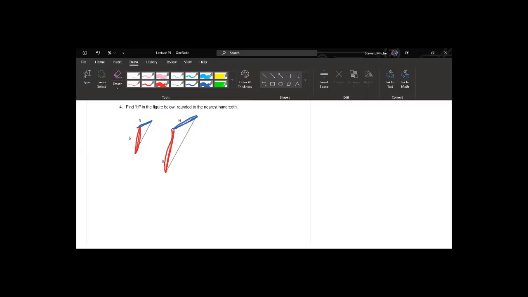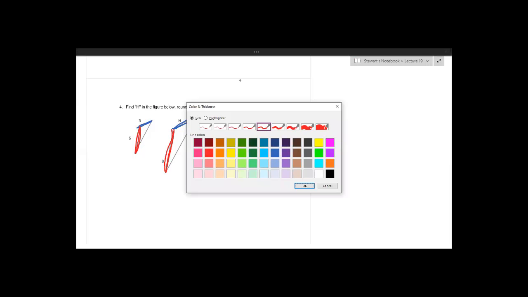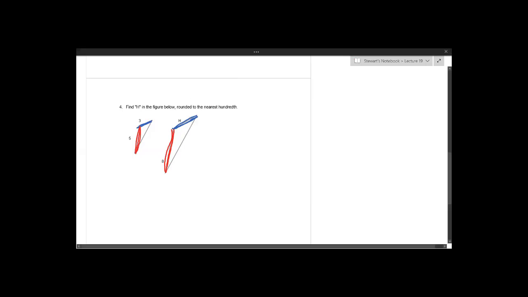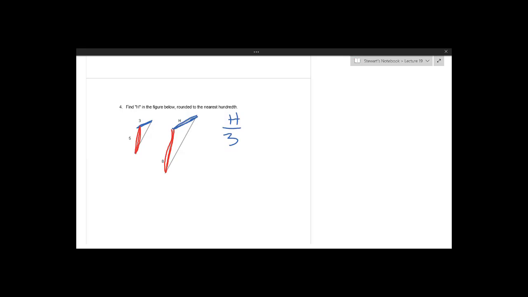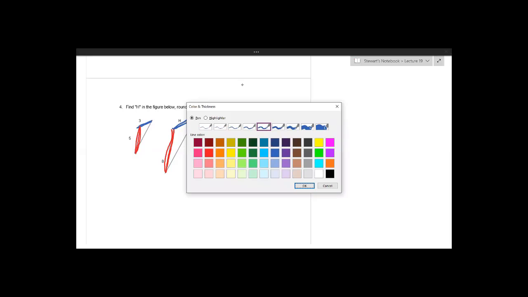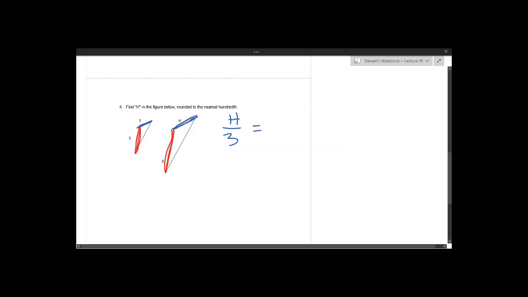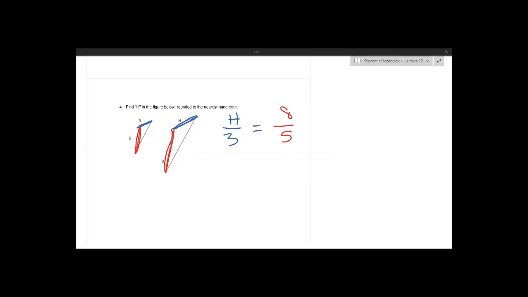So now with that, we can make two different ratios. The first one being h to 3, or 3 to h, either way it works. And we can set that equal to 8 over 5. Because we're saying h to 3 is the same thing as 8 to 5, and we can say that because these two triangles make the same shape. The only difference is their size.